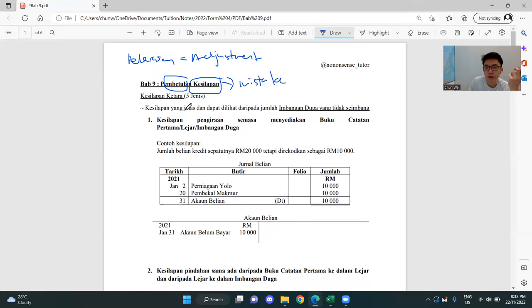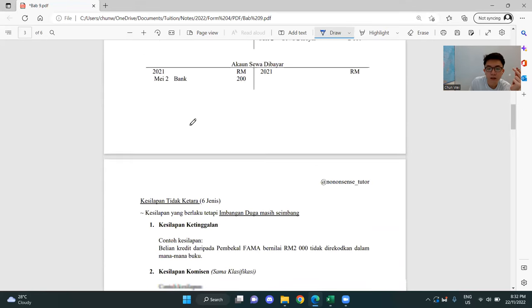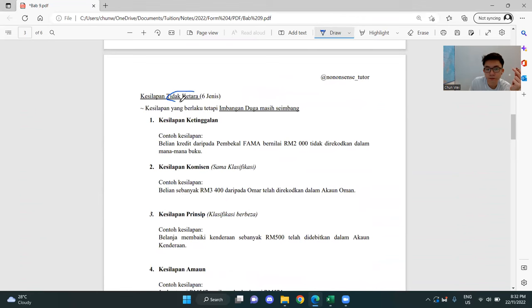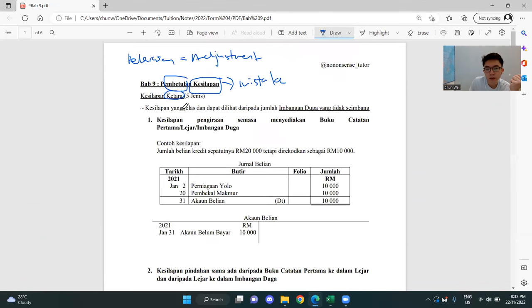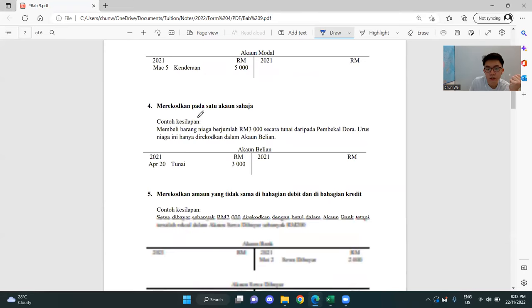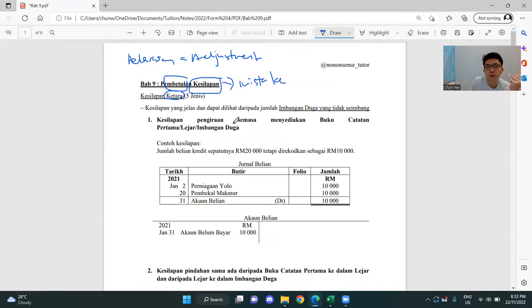So in this chapter, there are dua jenis kesilapan. One is kesilapan ketara, and the other one is kesilapan tidak ketara. For ketara, why ada dua? Kesilapan ketara ialah imbangan duga yang tidak seimbang.